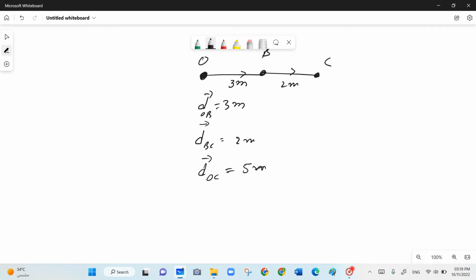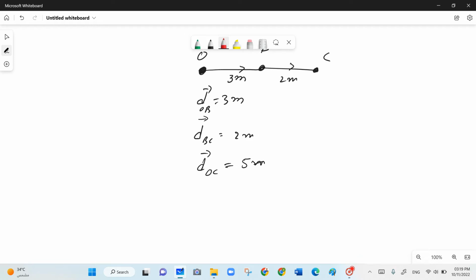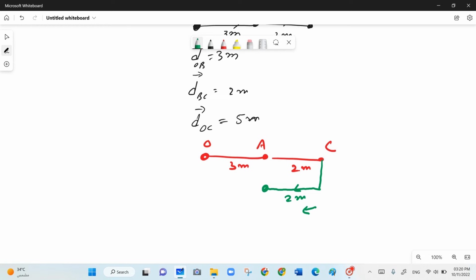Now let me make another example which we need to know. O, A till C, it was 3. Let me take the same number, 5. And now the object is going back. For example, it reached 5, then covered 2 meter distance in reverse. Taking the direction, the displacement is 2 meters back. Now my question is, what is the displacement here?